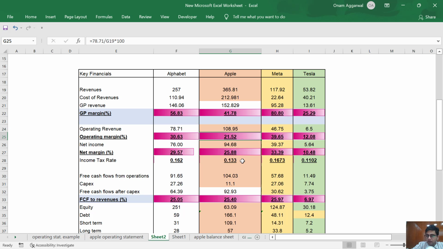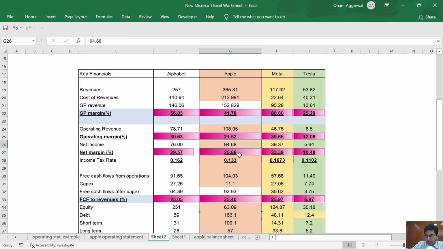Operating margin is 21.52%. Now, Apple has a much lower operating margin as compared to Google. Why is that? Because Google is inherently a service company, and Apple does provide services but is inherently into products, that is, iPhones and so on. So Apple has a lower operating margin than Google.